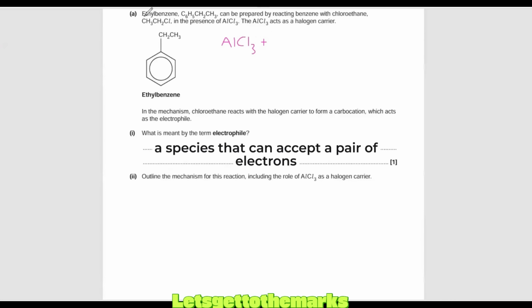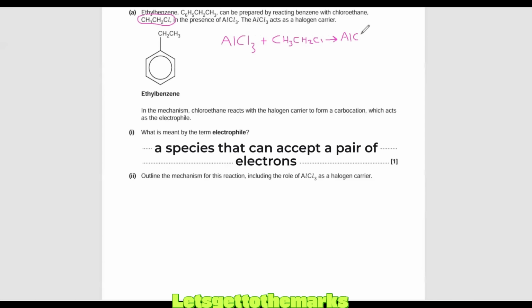So first off, it says in the presence of a halogen carrier. Let's look at how the halogen carrier enables a strong electrophile to be formed. The halogen carrier reacts with the chloroethane that I've circled in pink, CH3CH2Cl, and strips it of its chlorine atom, which becomes AlCl4 minus, an ion, and leaves us with a positive ethyl electrophile with that positive charge. That is going to be a strong electrophile that can attack that benzene ring.